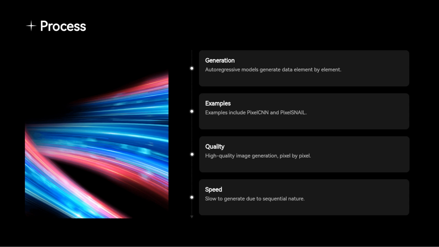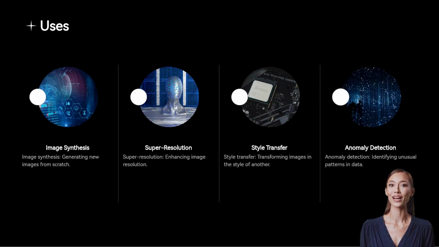However, one limitation of these models is that they tend to be slower compared to GANs and VAEs because of the sequential nature of the data generation process. Despite their slower generation times, autoregressive models remain a powerful approach for generating high-quality images. Generative models have a wide range of applications in computer vision.